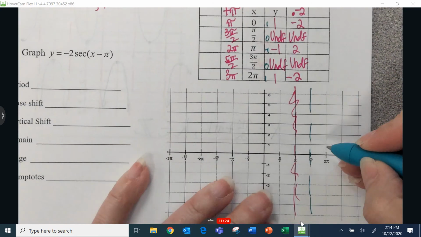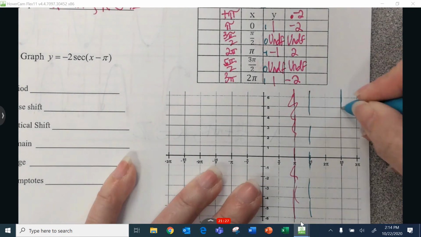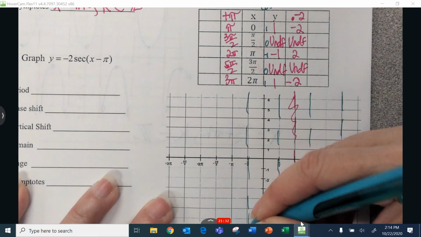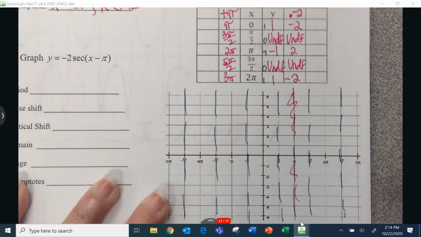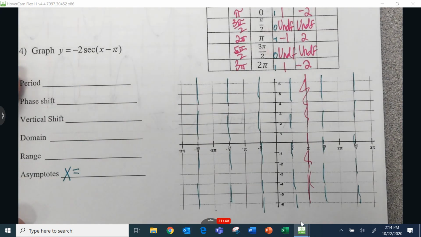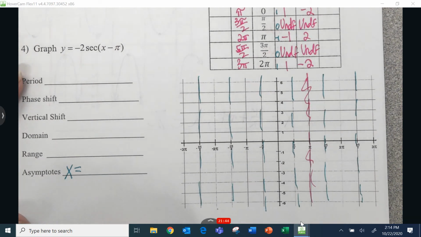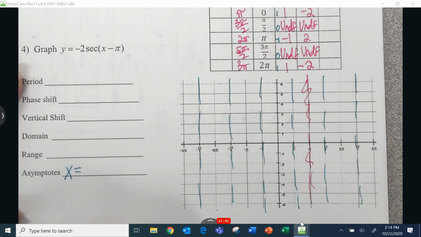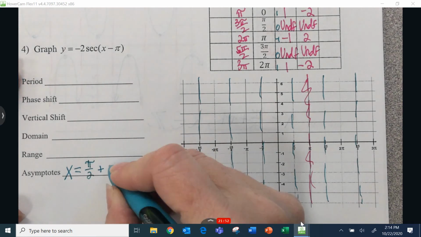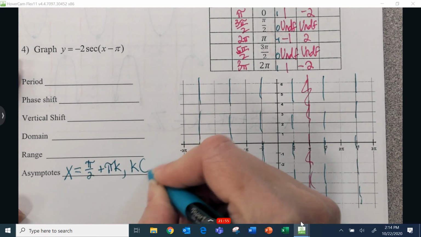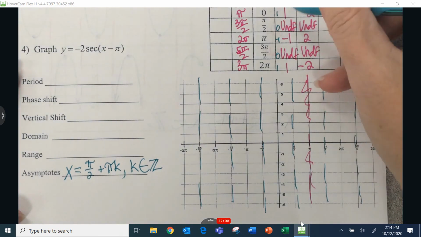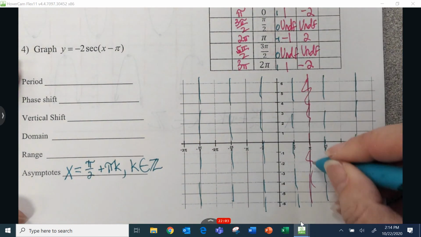Okay. So 3 pi over 2 and then 5 asymptotes, and then from there I will follow the pattern. My asymptotes are going to be x equals, my first non-negative asymptote is pi over 2, plus, they are pi apart, so pi k, where k is an element of the set of integers. Okay, and then I'll go ahead and graph pi negative 2.